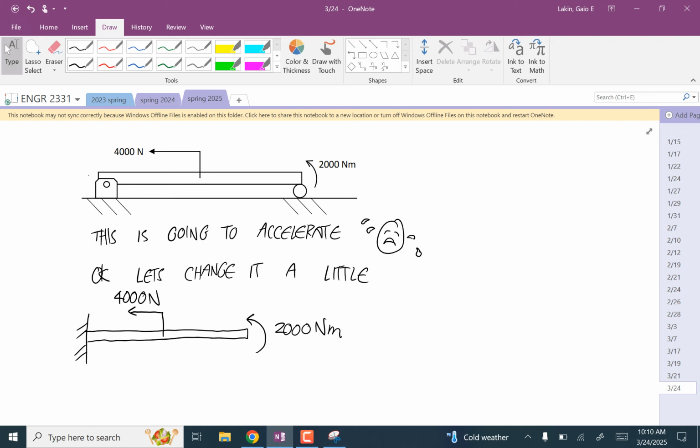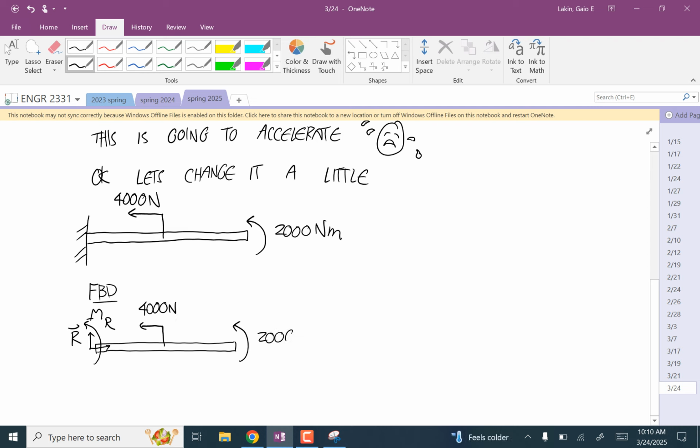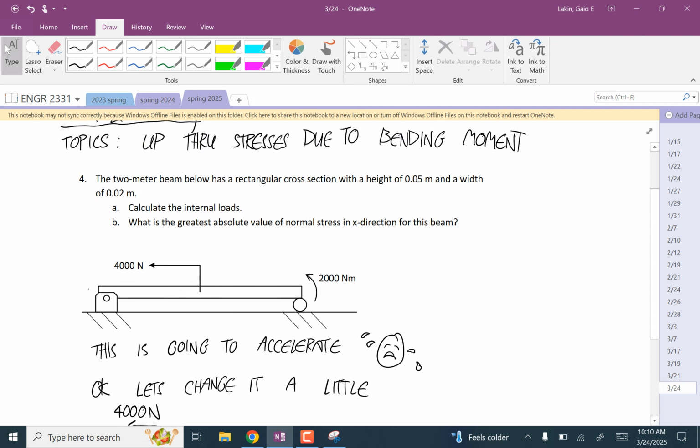All right, so we got to start with calculating the external loads. So we have a reaction force and a reaction couple, I'll call MR. We have a 4,000 Newton force here, and then a couple of 2,000 Newton meters here. That's a really big couple.